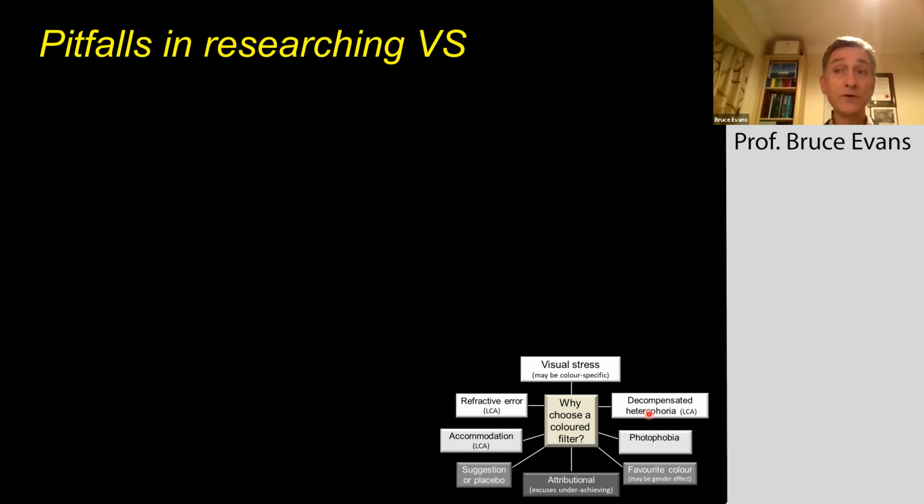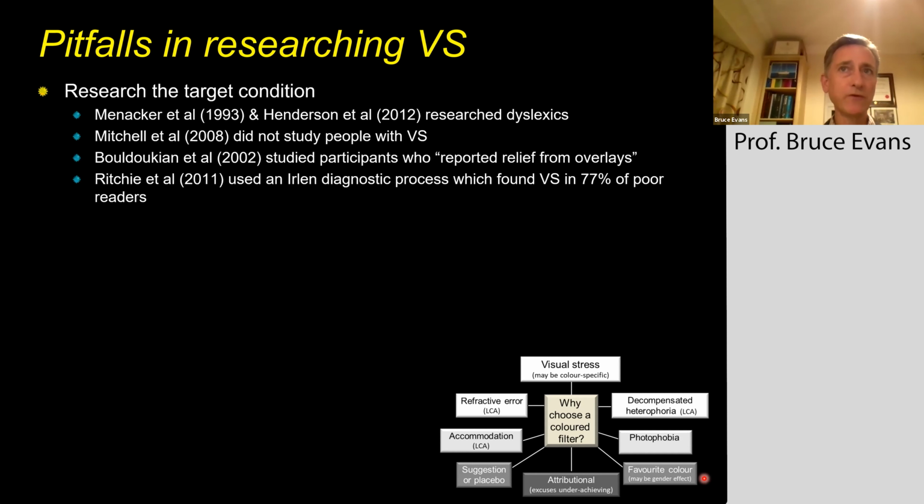There may be a photophobia from a pathology, for example, such as uveitis, that could mean people benefit from filters generally. And there may, particularly in children, but also in adults, be other reasons in grey here why people might choose a certain colour. It may be a placebo attributional effect, or of course it may be a favourite colour, which obviously will have in some children a gender effect. So what this means is that if we're going to look at why coloured filters seem to help some people, we need to make sure that we are looking at people with visual stress.